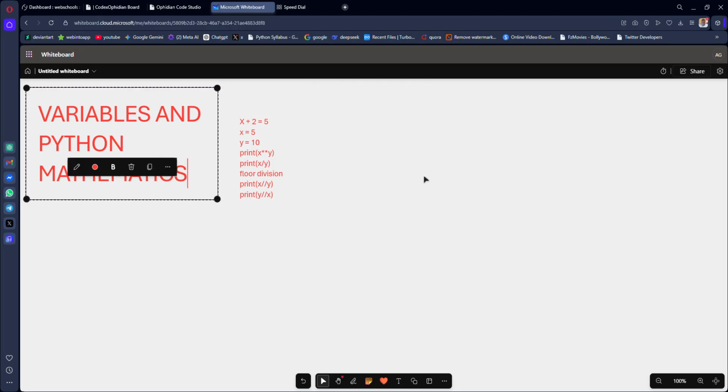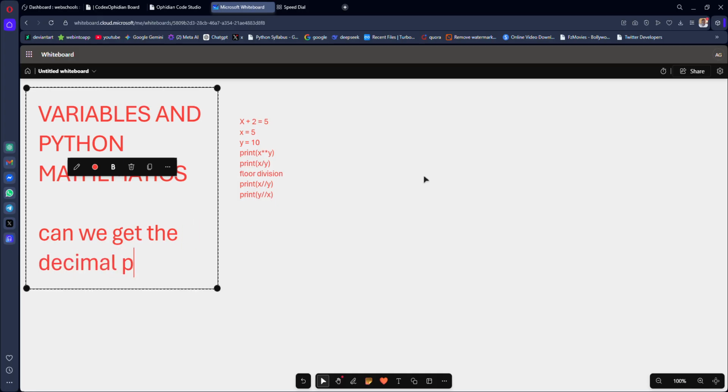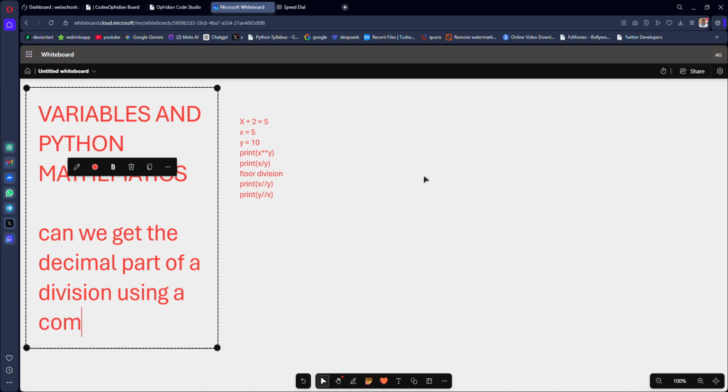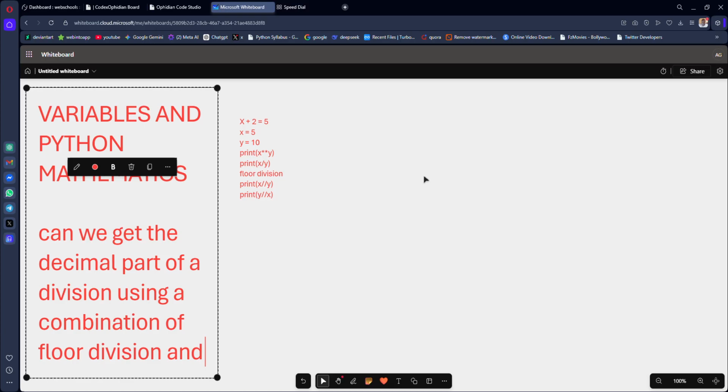Now the question we want to ask ourselves under this floor division is, can we get the decimal parts of a division using a combination of floor division and normal division?